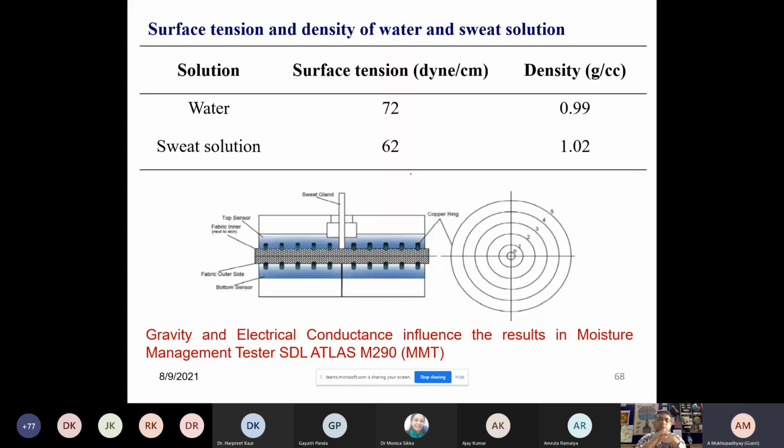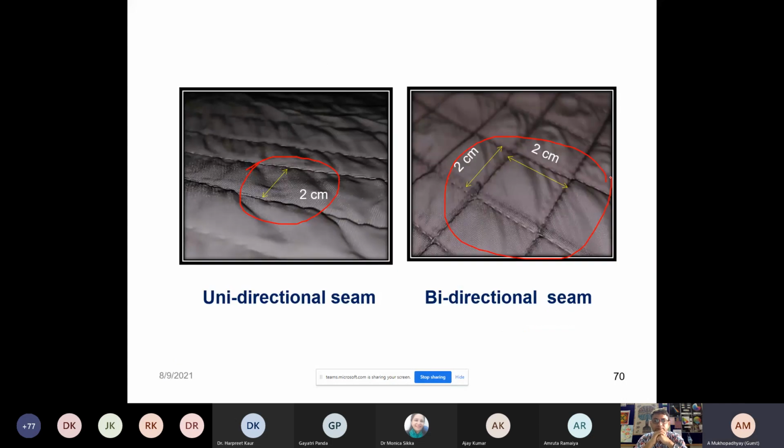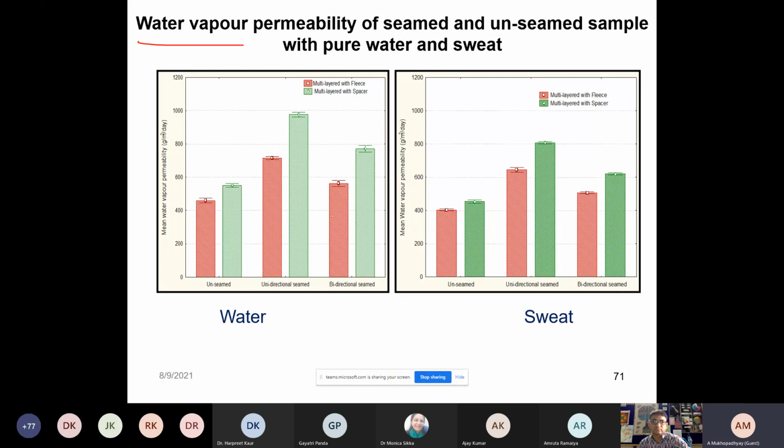Because of lack of time, I am just showing you the basic things. Unidirectional seam is also prepared, bidirectional seam is prepared. Unidirectional seam performance is better as compared to bidirectional seam. Performance of this one is better as compared to this one, except the drying. Drying in this case is better because water can migrate easily from the other side of the fabric. Drying will be better in this case as compared to this case. Otherwise, for all other properties, this one is better. For example, water vapor property, the unidirectional seam is better. You can see it is better as compared to the other two.